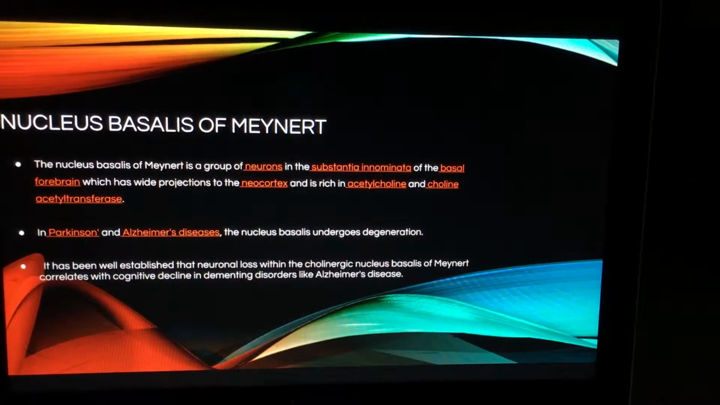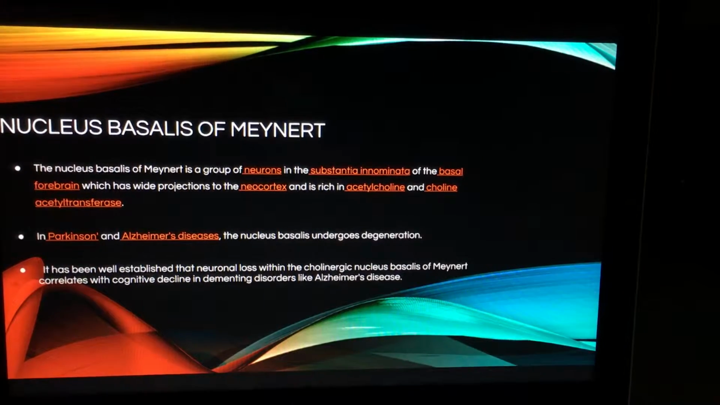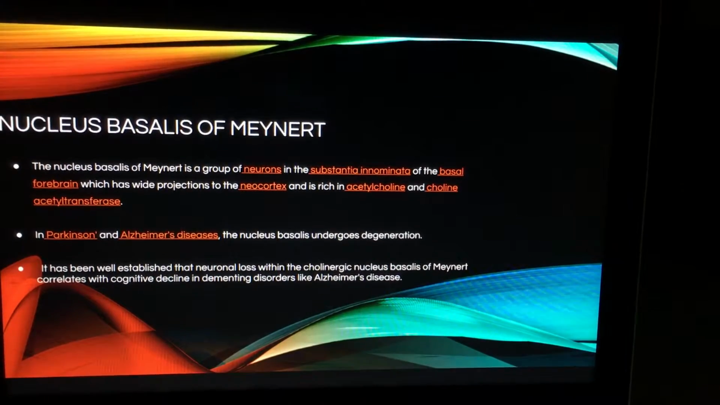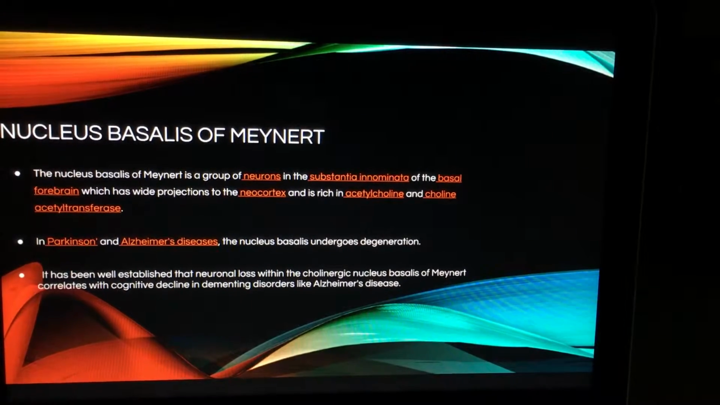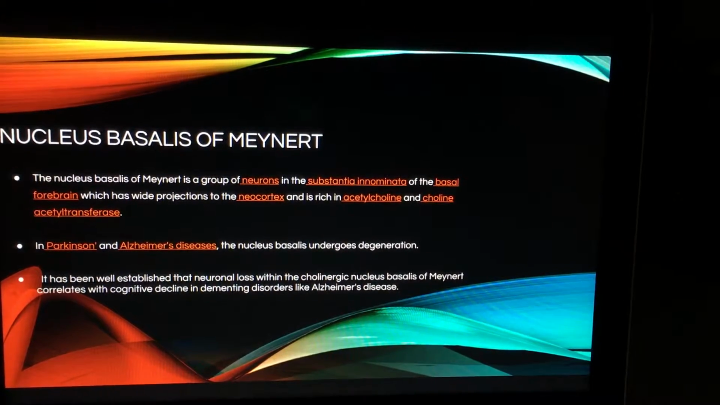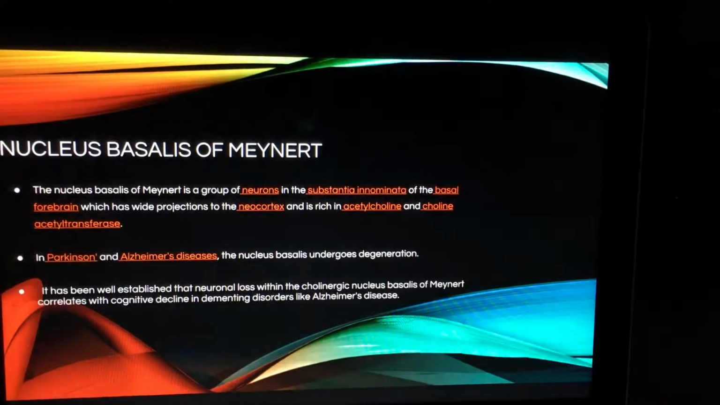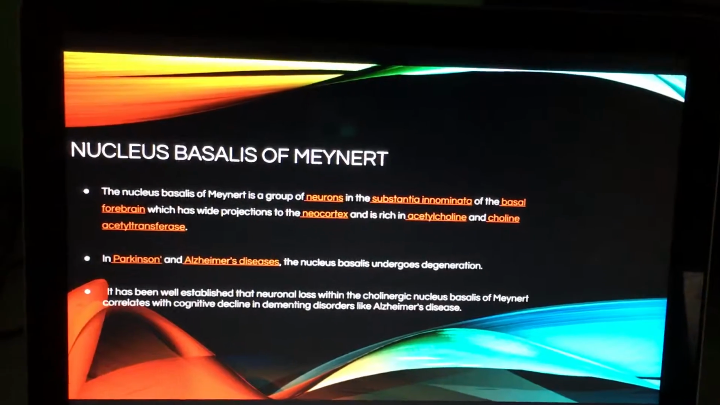It has been well established that neuronal loss within the cholinergic nucleus basalis of Maynard correlates with cognitive decline in dementing disorders like Alzheimer's disease.